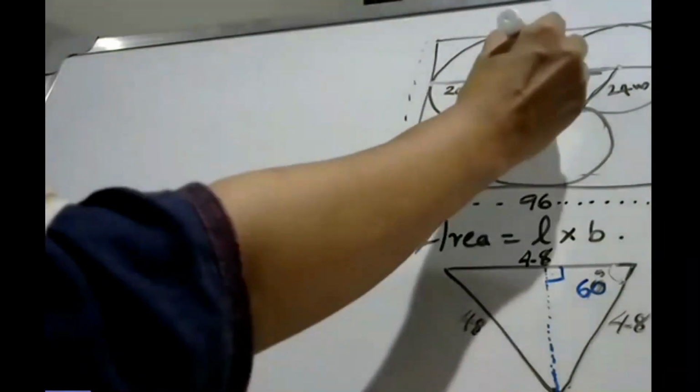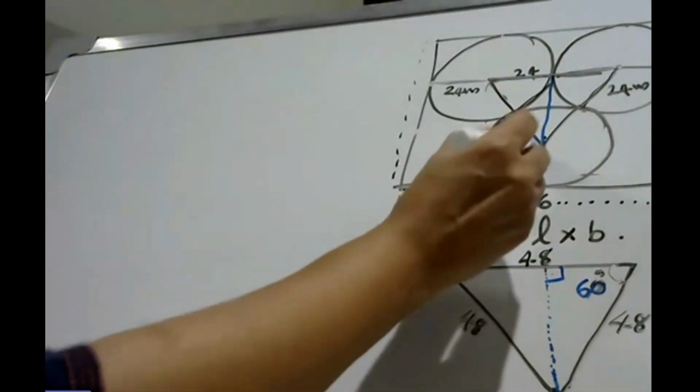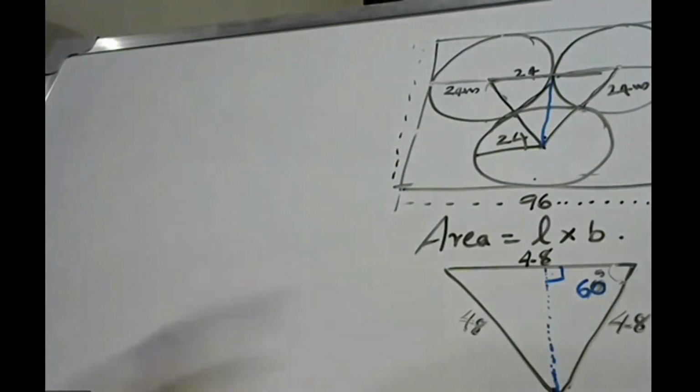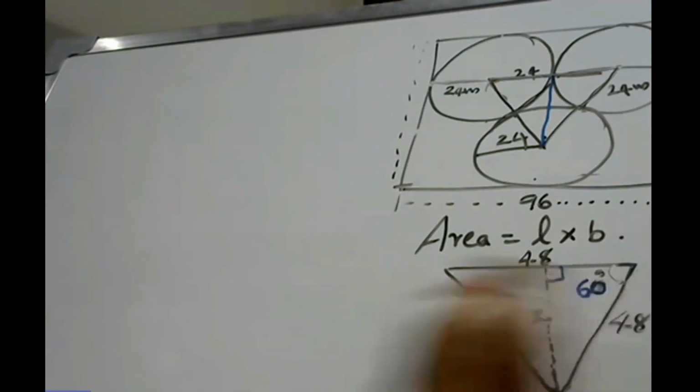And if I could get this height, and I add one radius here and another radius, I could get the breadth. That is what I'm going to do next. So I have to find the height of this triangle. How can I find the height of this triangle? I have an angle. It's a right angle triangle. And I have the hypotenuse, 48. Let me mark this side as x.